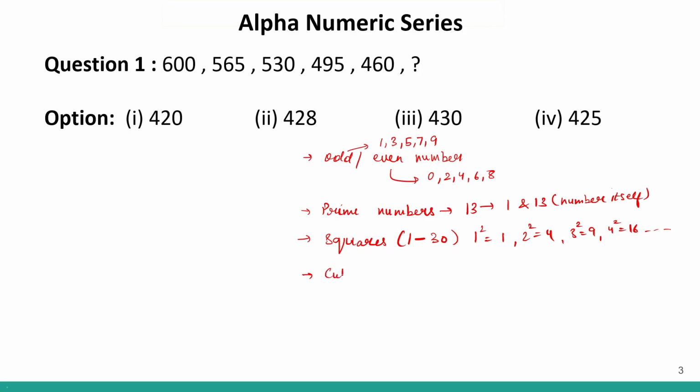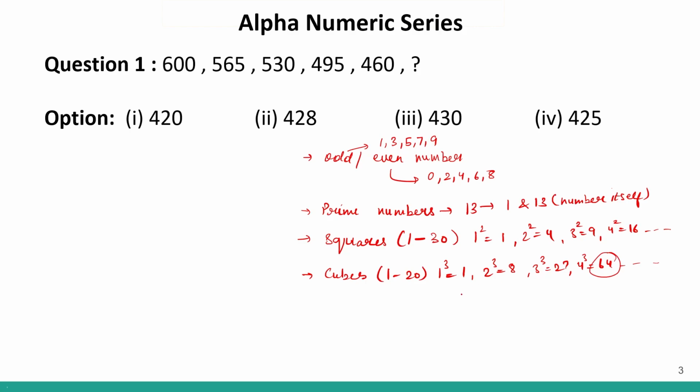Similarly, you should remember cubes. Cubes of at least 1 to 20. At least 1 to 20. I think this is sufficient because more than this, the numbers really increase in size. So 1 to 20 is sufficient. 1 cube is 1. 2 cube is 8. 3 cube is 27. 4 cube is 64 and so on. So this much information you should remember.